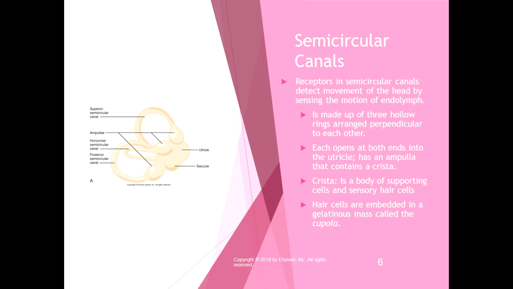Each of the rings is open at both ends into a chamber that's called the utricle. And each semicircular canal has two structures called an ampulla containing a crista. So the crista is a body of supporting cells and those sensory endings of the vestibular nerve, the hair cells. The hair cells are embedded in a gelatinous mass called the cupula. I am not going to quiz you on all the different little terms associated with the vestibular apparatus. Really, I'm just briefly going over the anatomy to acquaint you with the terms.